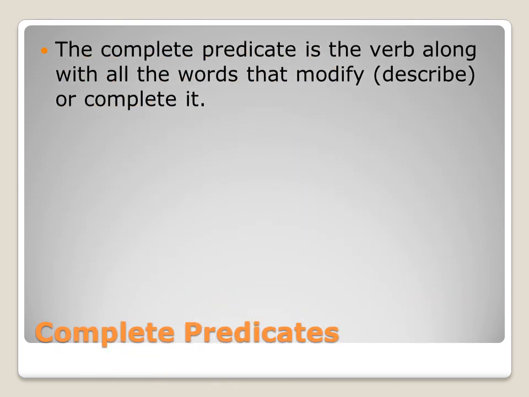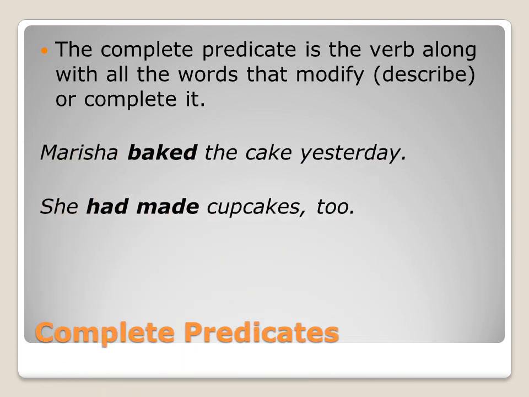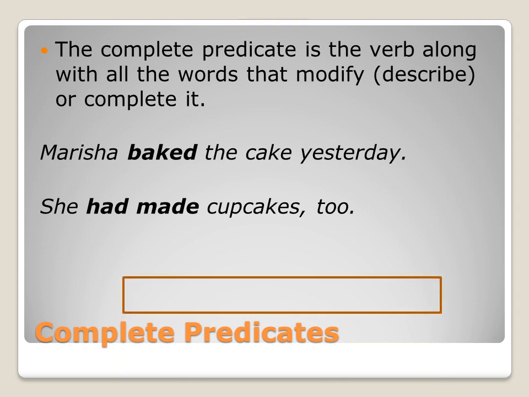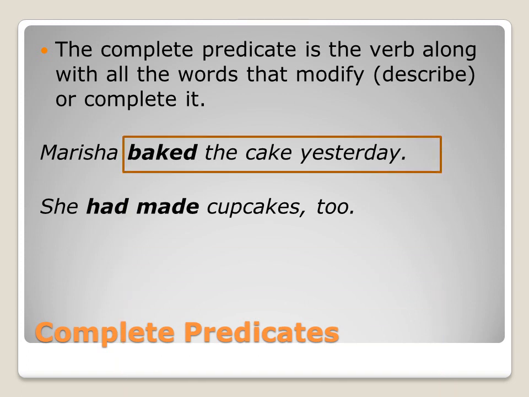Now let's move on to complete predicates. The complete predicate is the verb along with all the words that modify or complete it. Here are 2 examples. The first one should look familiar. Marisha baked the cake yesterday. Baked is our verb. The cake yesterday gives more detail or modifies that verb, baked. Therefore, baked the cake yesterday is our complete predicate.